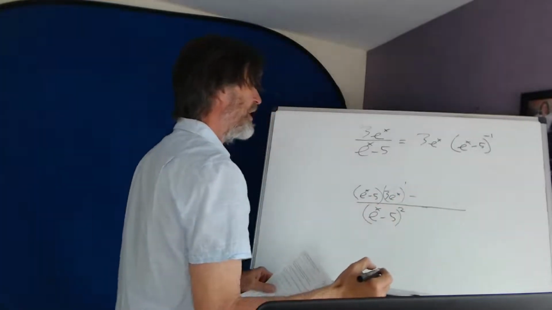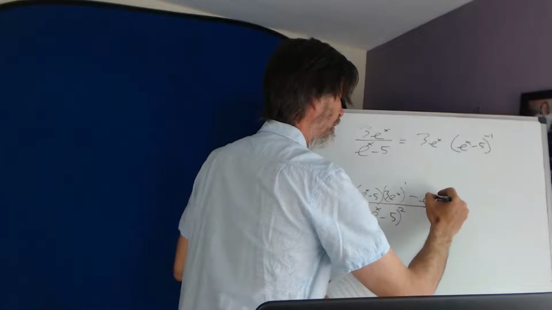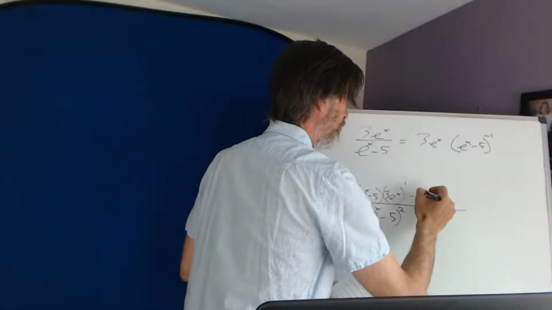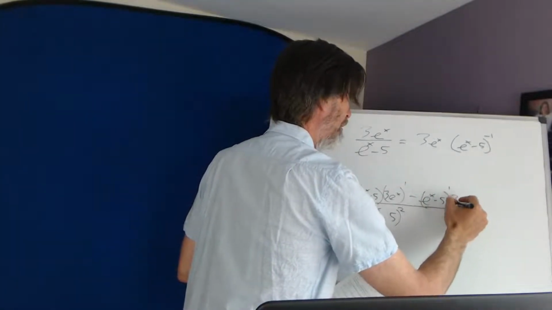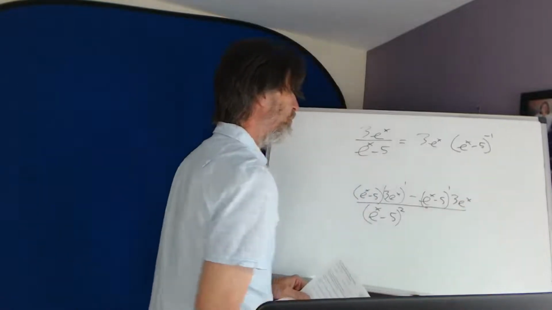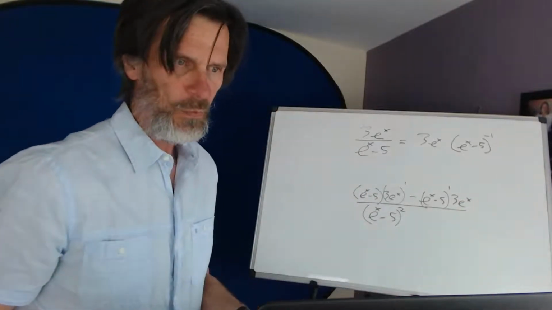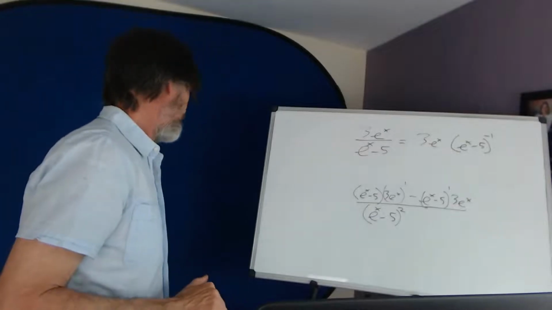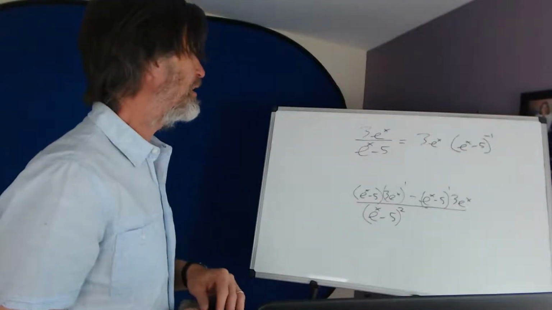Stick a minus sign in between there. Derivative of the denominator times the numerator. So there's our sort of roadmap to getting us where we need to go.